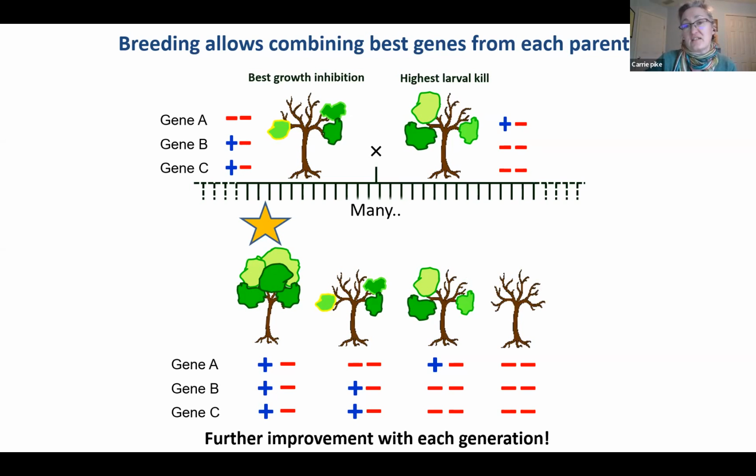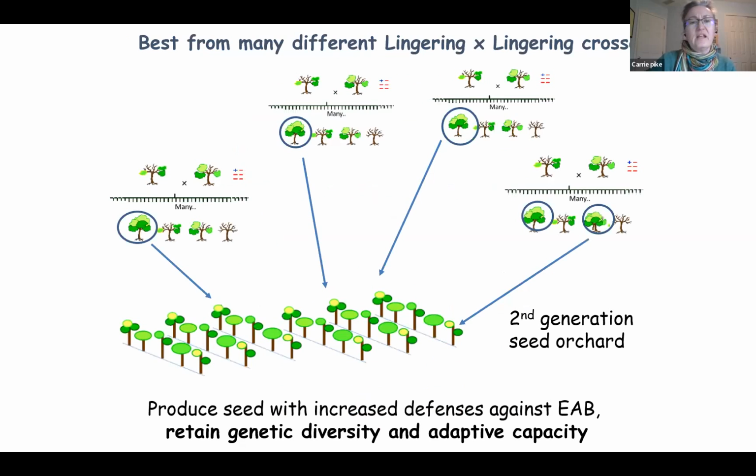With additional selection, those are the ones we want to identify, and each generation we do this, we can get more improvement. The concept, and this is basic tree improvement, is if you make enough of these crosses to develop a population, you can plant them into a second generation seed orchard. In addition to having increased defenses against EAB, we also have good genetic diversity and an adaptive capacity to survive in the range of conditions where these species occur.